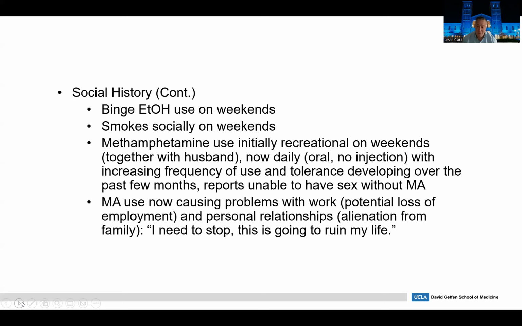And he says it's gotten to the point where he really can't have sex without using meth. The two are inextricably linked for him. And he's concerned because it's causing problems with his work. He's had some errors and missteps, and he's been threatened with the loss of his job if he keeps it up. And he's had some problems with his personal relationships. Other than Max, members of his family have told him that he needs to stop, and he's at risk of damaging his relationships with them. So he really looks you in the eye and says, I need to stop. This is going to ruin my life. Please help me do something. Next slide.